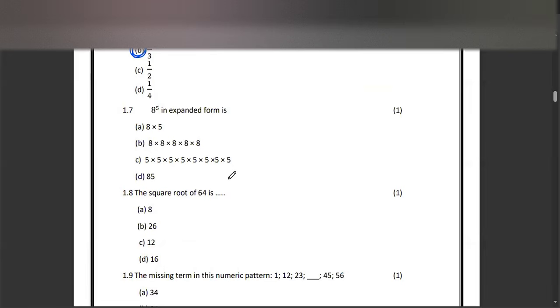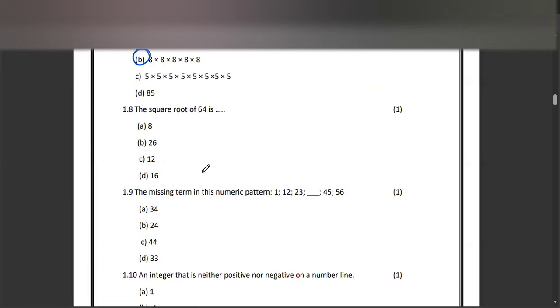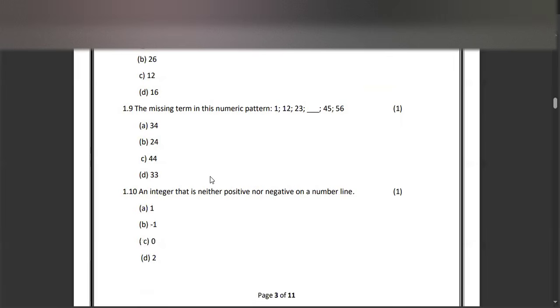And then 1.7, 8 to the 5 in expanded form. It's going to be 8 times 8 times 8 times 8 times 8, 5 times, okay? So meaning it's option B. And then what's the square root of 64? Which number do we multiply by itself to give us 64? That's going to be 8. Then 1.9, what's the missing term of this numeric pattern? Okay, so from 1 you have 12, meaning that you're adding 11.